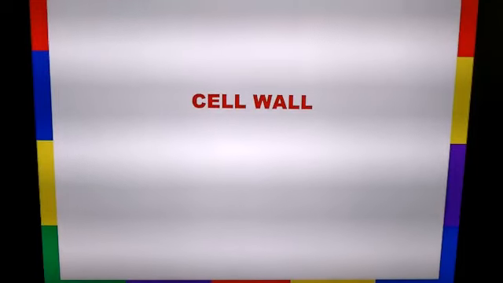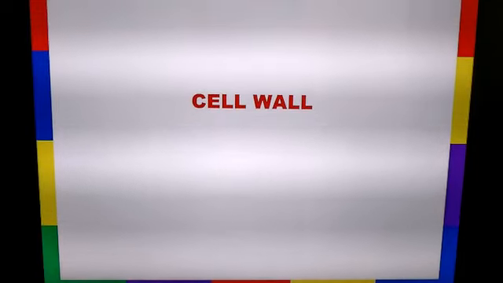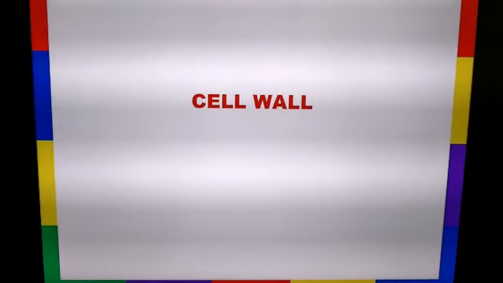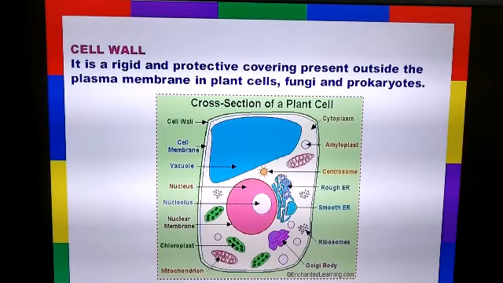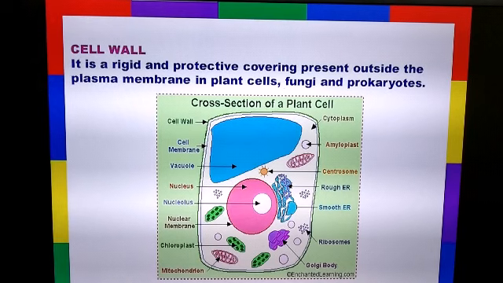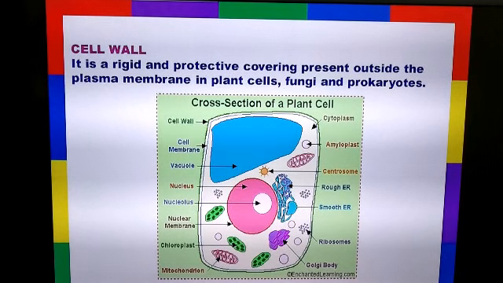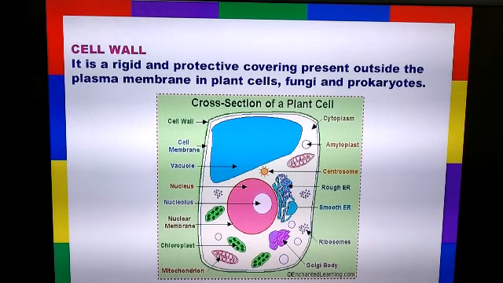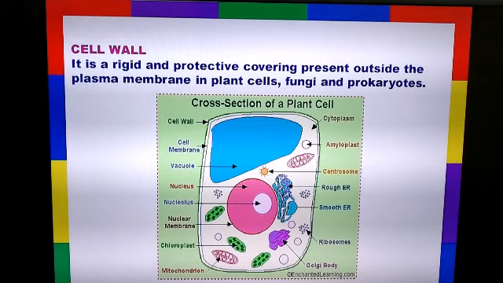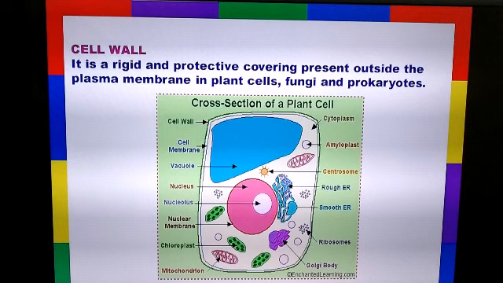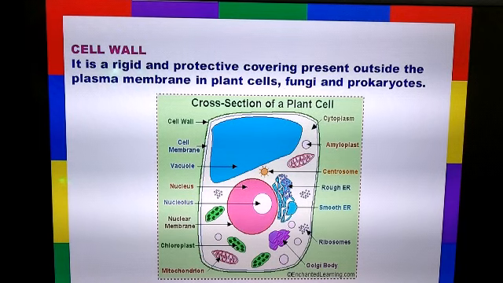In part 2 of the video, we will study cell wall, cytoplasm and the nucleus. We can see an additional feature in all the plant cells, and that additional feature is the cell wall. Cell wall is no doubt present in plant cells, but cell wall is also present in fungi and prokaryotes like the bacteria. Cell wall is a rigid covering.